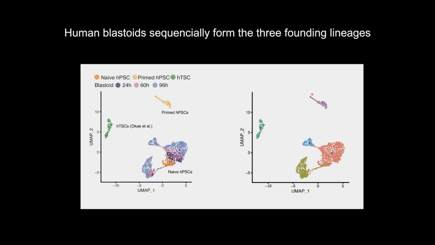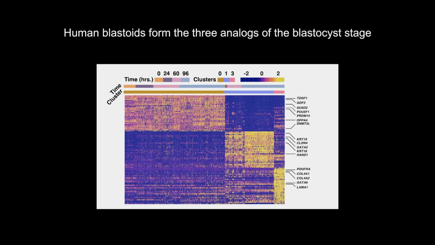These are actually controls that we spiked into the experiment. These are so-called primed human embryonic stem cells that represent a perigastrulation stage embryo. And these are the human trophoblast stem cells that were derived by a Japanese group led by Okae a couple of years ago, and that represent a post-implantation stage. And you can find back these 3 cell types that are clearly segregated. Their transcriptome is clearly different, and each of them expresses the genes that are specific to the 3 lineages.